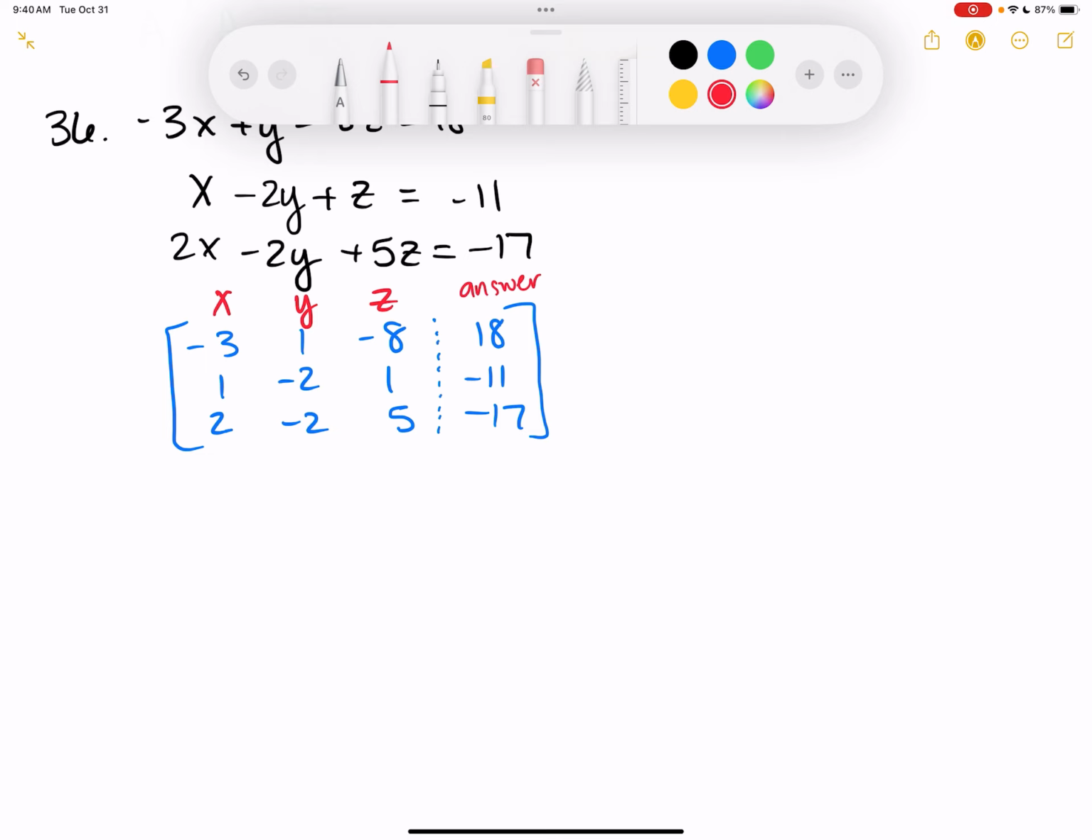Emma, you good? Tristan, you good? Wait, so it's just the... Oh, yeah. It's just we're doing the whole thing, the 3 by 4. I said type in this whole matrix.